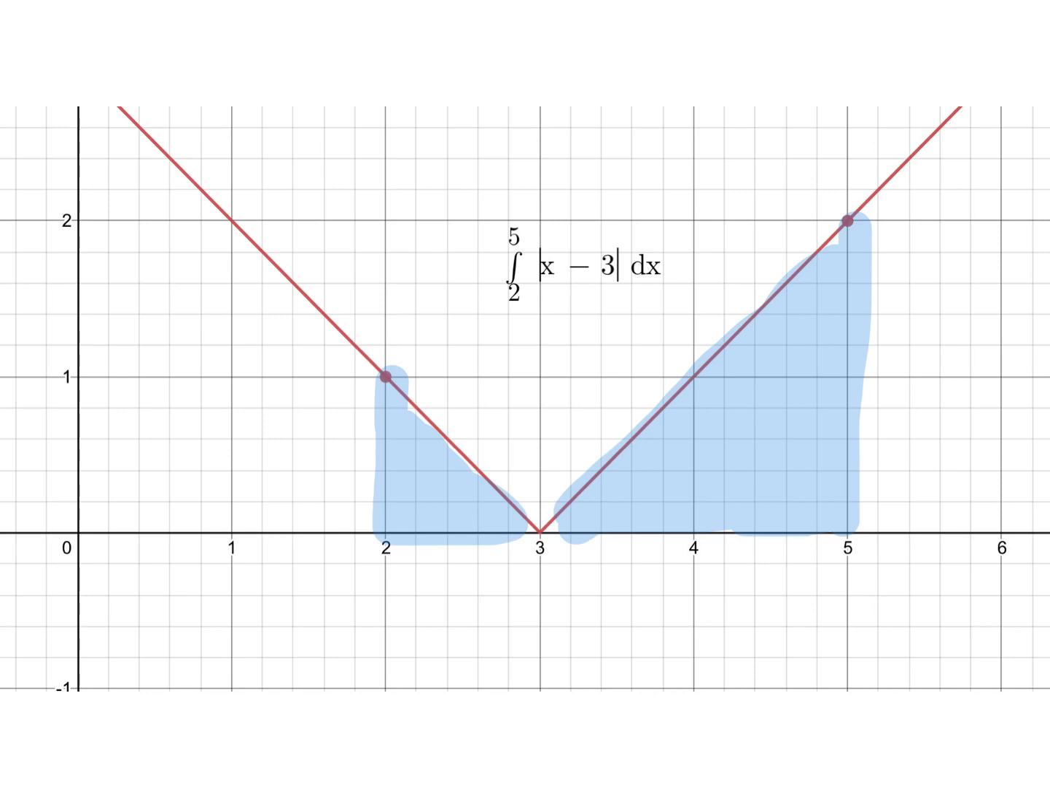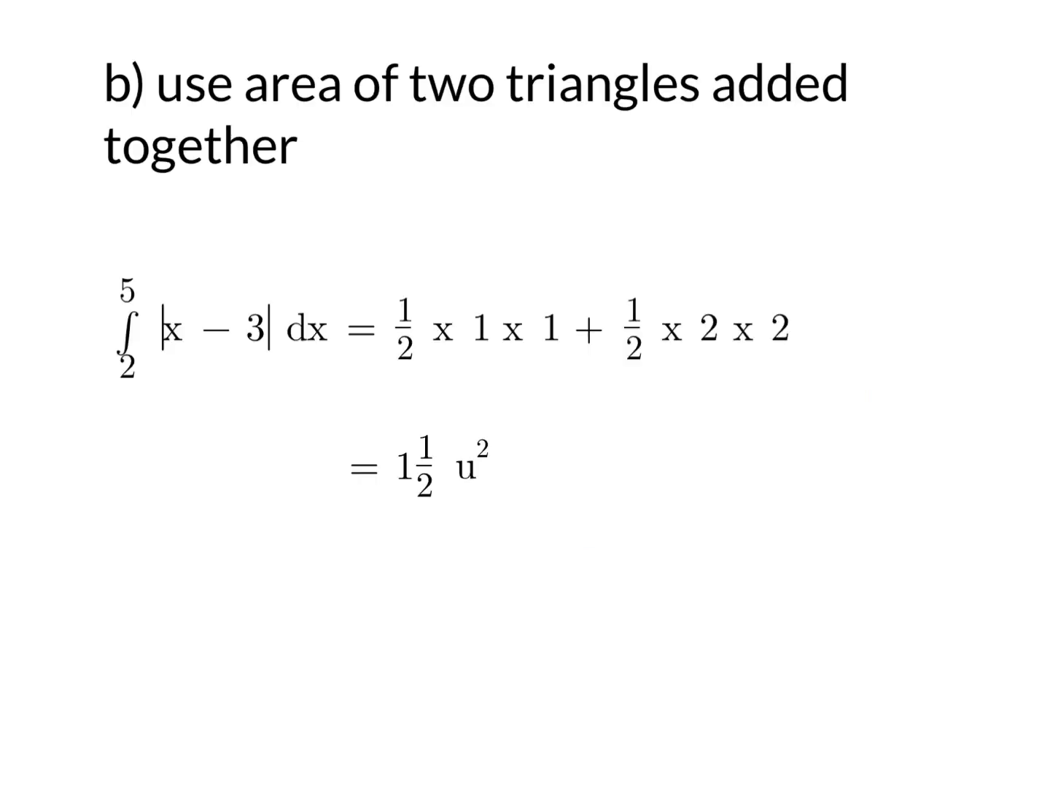So the triangle from 2 to 3 is base 1, height 1, and the triangle from 3 to 5 is base 2, height 2. And that, of course, gives us two triangle areas, 1/2 by 1 by 1 plus 1/2 by 2 by 2, which is 2.5 units squared.